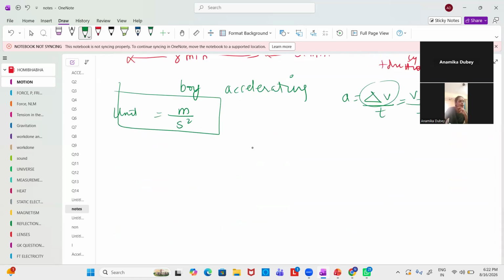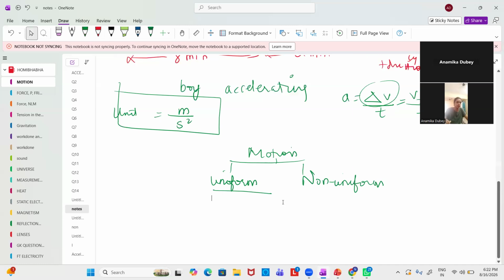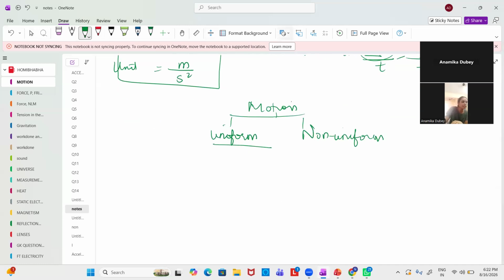Now we are going to learn a very important term called motion: uniform motion and non-uniform motion. We have uniform motion and we have non-uniform motion. So what is uniform and non-uniform motion? I'll explain it in very simple, very easy terms.